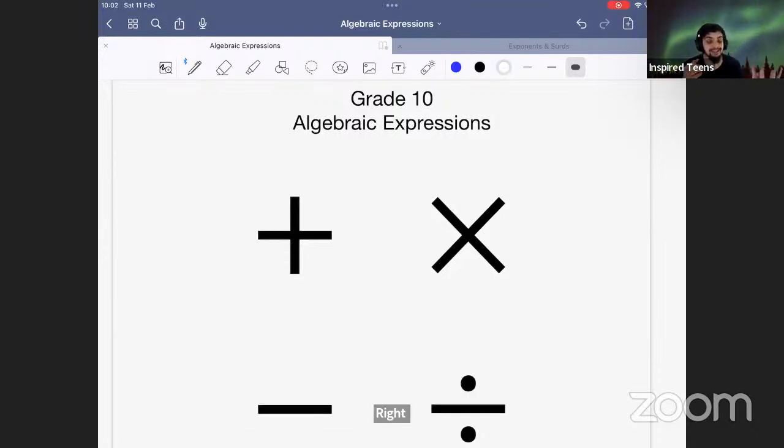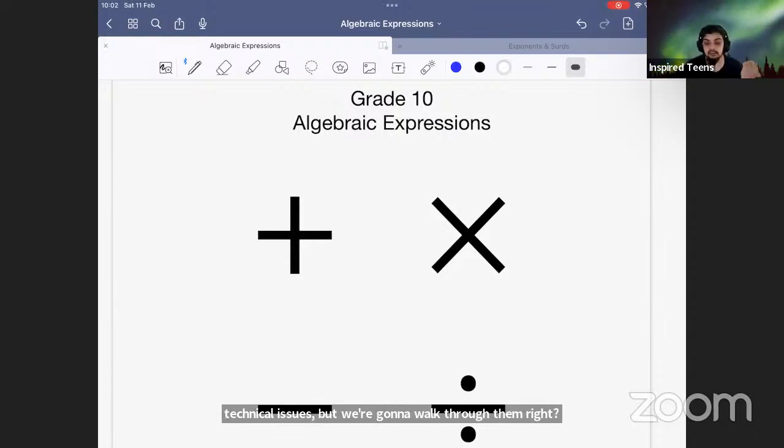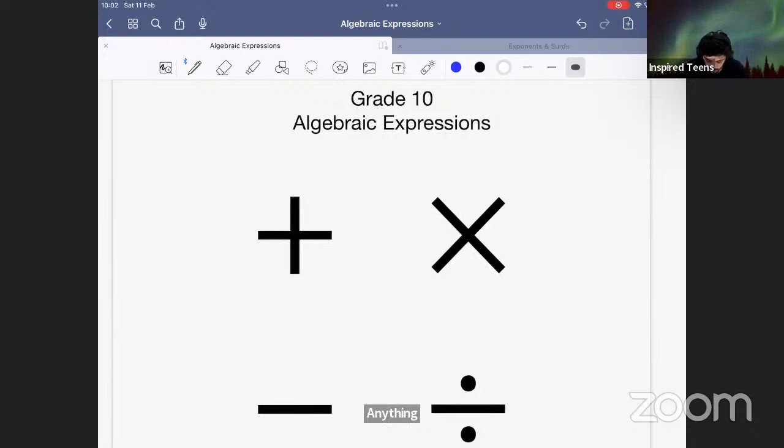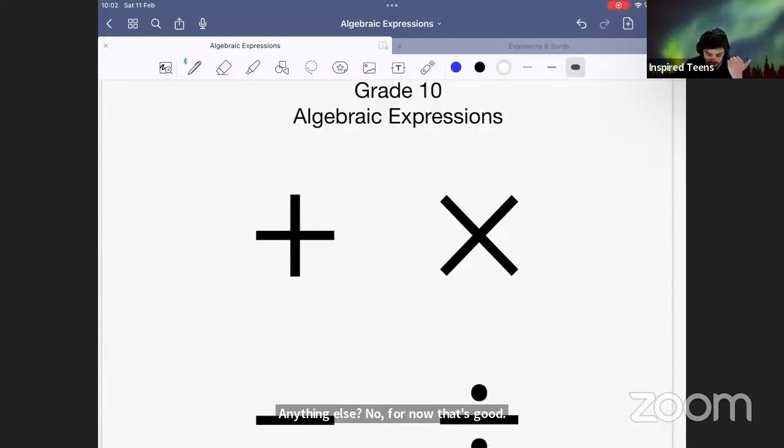Today's lesson, we're going to be starting with algebraic expressions. Please forgive any first lesson jitters or any technical issues, but we're going to work through them. If you have any questions, please utilize the chat. You can also utilize the Q&A feature to ask those questions. Okay, so grade 10 algebraic expressions, let's get started.